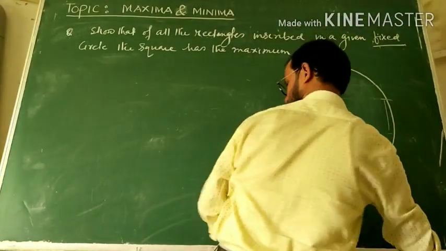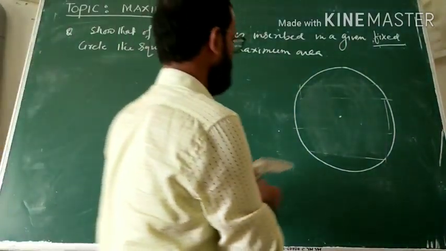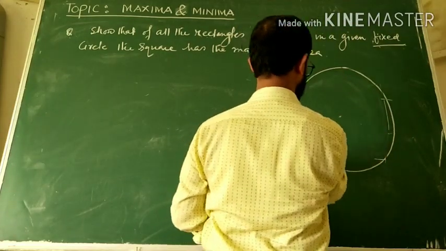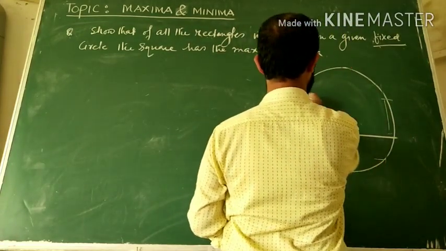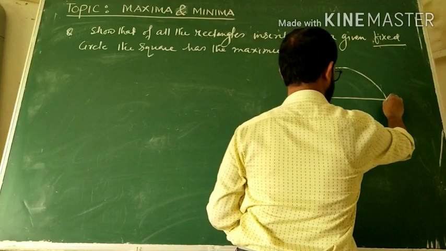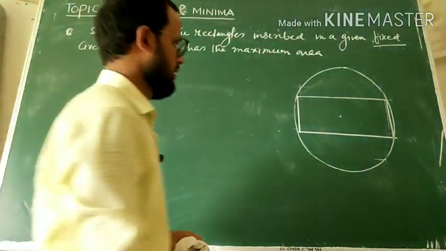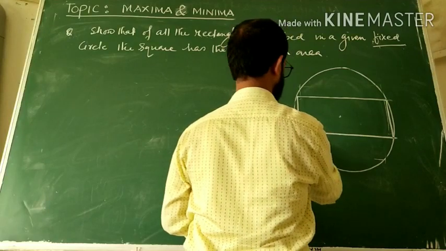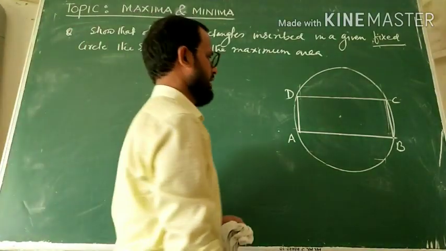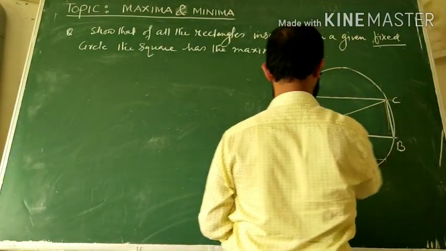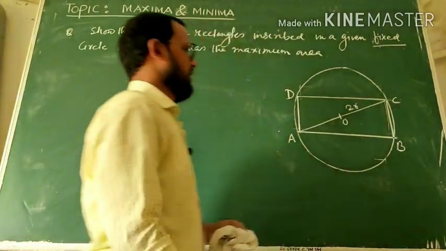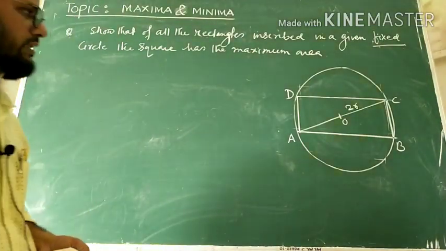Let us draw a rectangle, you will get an idea. This is the center. Suppose this is your rectangle. This is its length. Suppose ABCD is the rectangle inscribed in a circle of radius r. This is the radius r, so this is also r. Finally, this is O. This is twice r. AC equal to twice r, the diameter. Okay, it is a diameter.